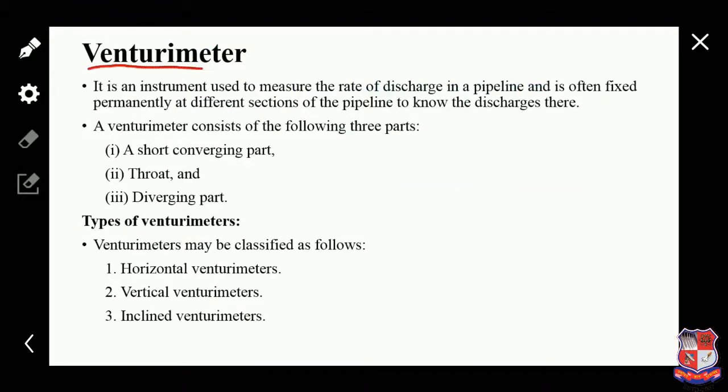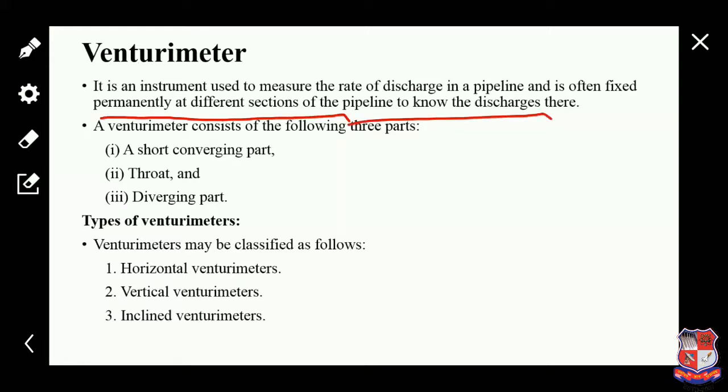First of all, we see what the Venturi meter is. So a Venturi meter is a measuring instrument. It measures the rate of discharge in a pipeline, and it is permanently fixed to the section of pipe to measure the discharge. Okay, when we have to measure discharge in a pipe, at that section we have to permanently fix the Venturi meter.